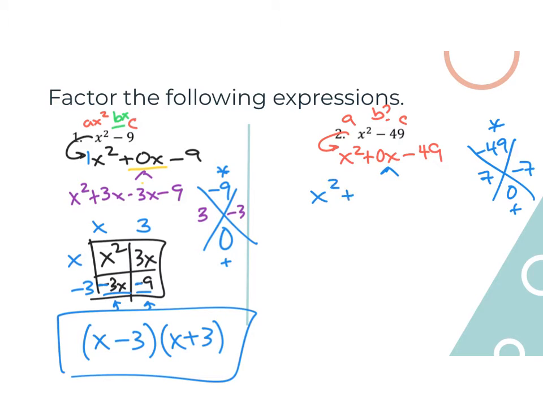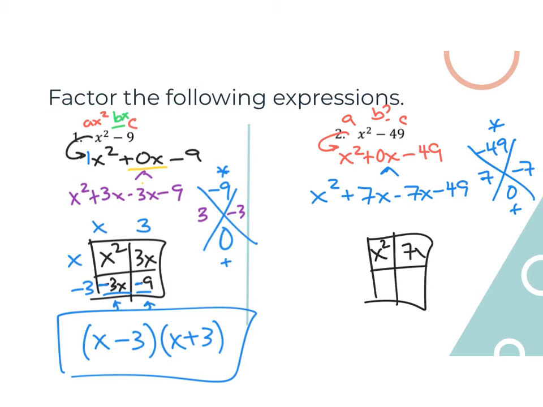X squared plus 7x minus 7x minus 49. And then I throw those in the box. I end up with x squared, 7x, negative 7x, and negative 49. Here are the like terms that I can take out. The first row has a like term of x. The second row has a like term of negative 7.